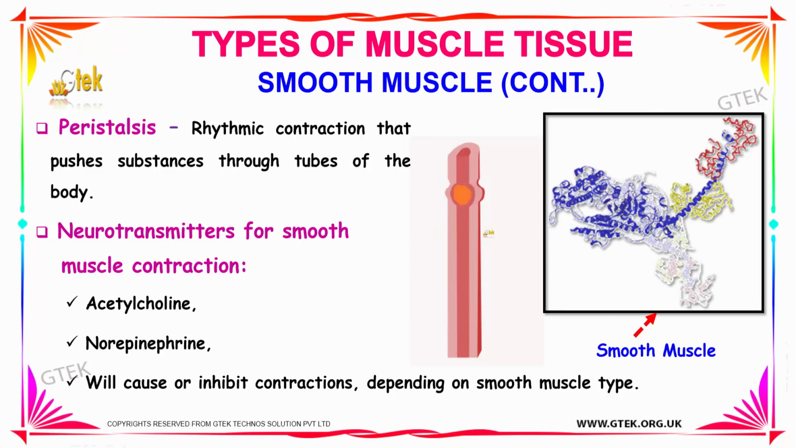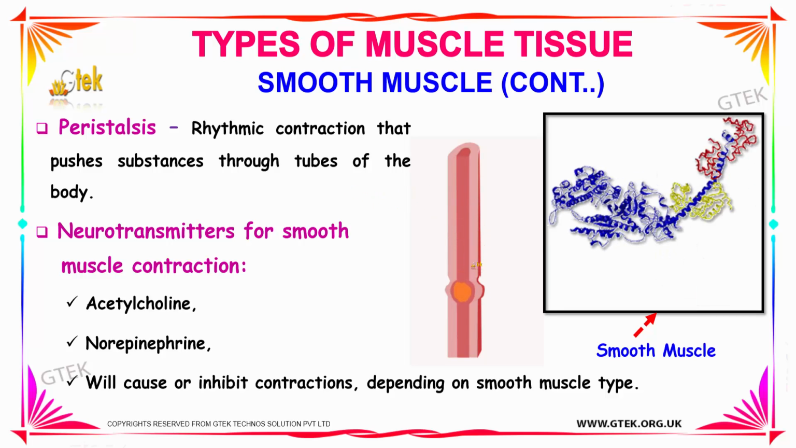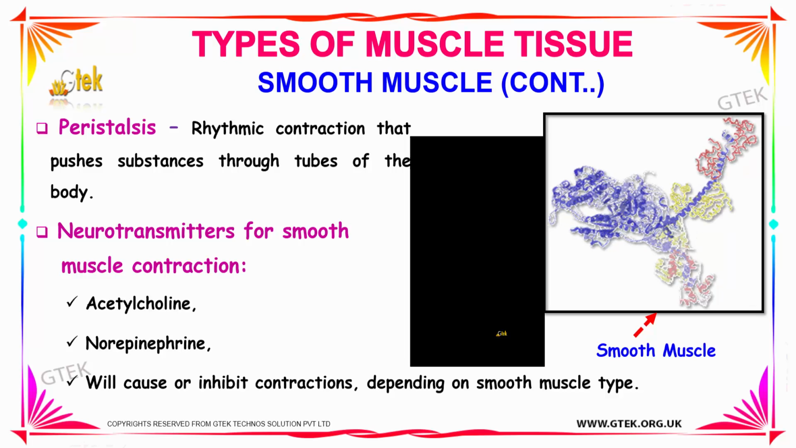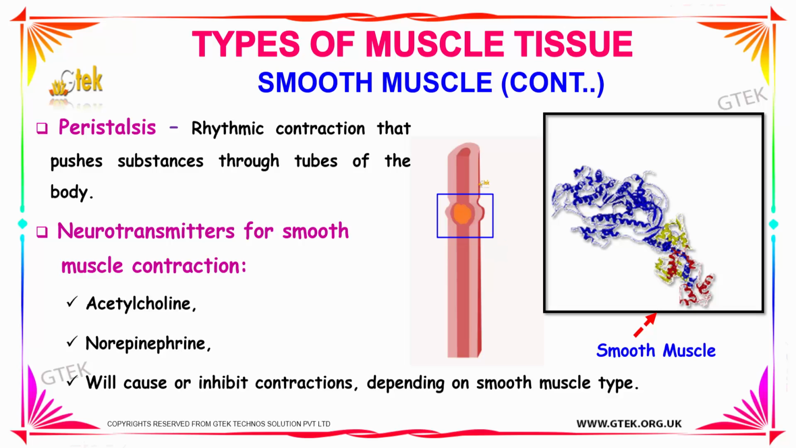Peristaltic motion, as we have seen, is nothing but a rhythmic contraction that pushes the substance through the tubes of the body. If you can see over here, there is a rhythmic contraction and relaxation of the muscle which pushes your food particle through the pipe. That is your food pipe. So this process is known as peristalsis.